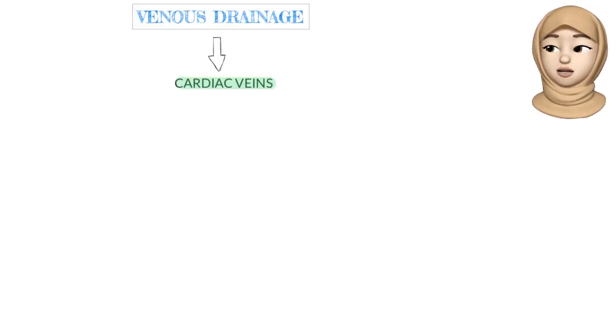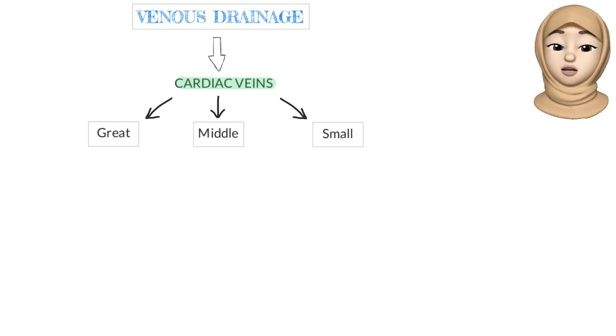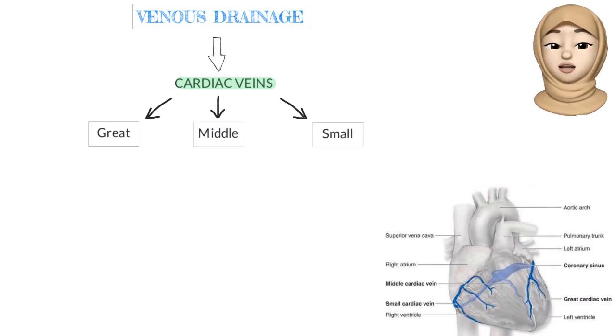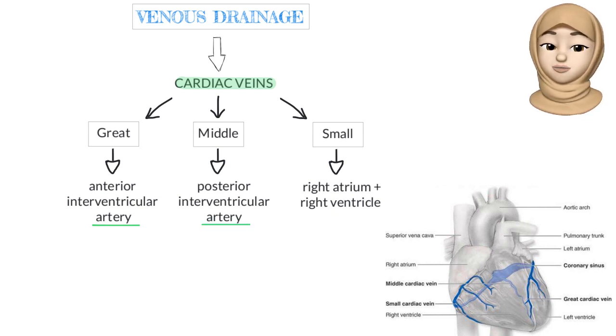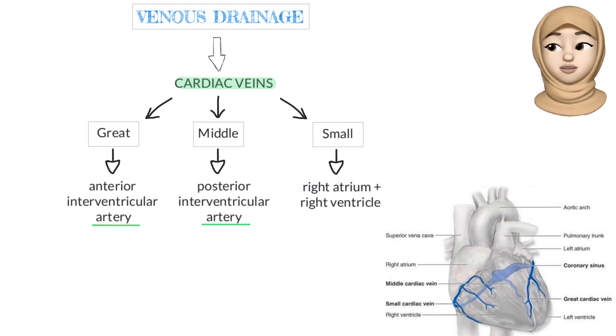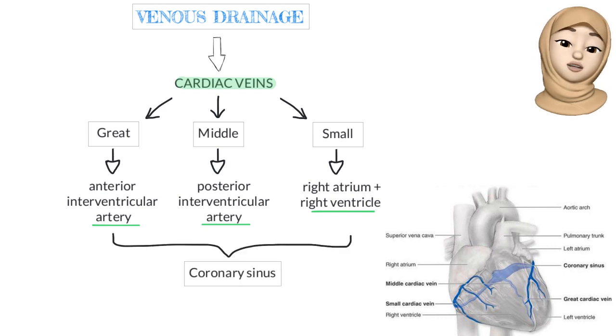We'll now look at the venous drainage of the heart. The cardiac veins are responsible for draining the deoxygenated blood of the heart and consist of your great, middle, and small cardiac veins. The great cardiac vein drains the anterior interventricular artery, and the middle cardiac vein drains the posterior interventricular artery. The small cardiac vein drains an area of the right atrium and right ventricle. All three of these cardiac veins empty their deoxygenated blood into the coronary sinus.